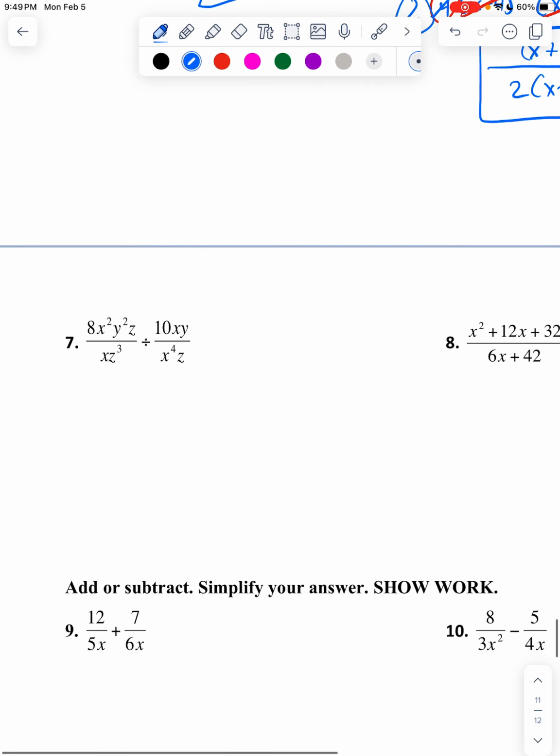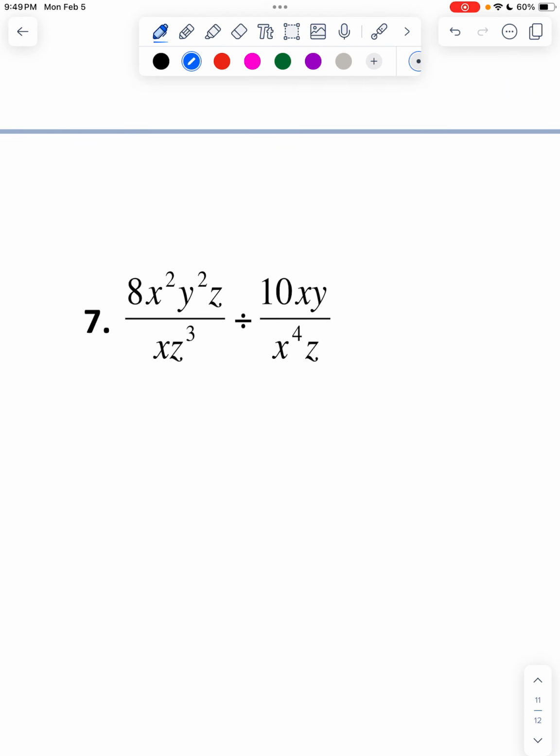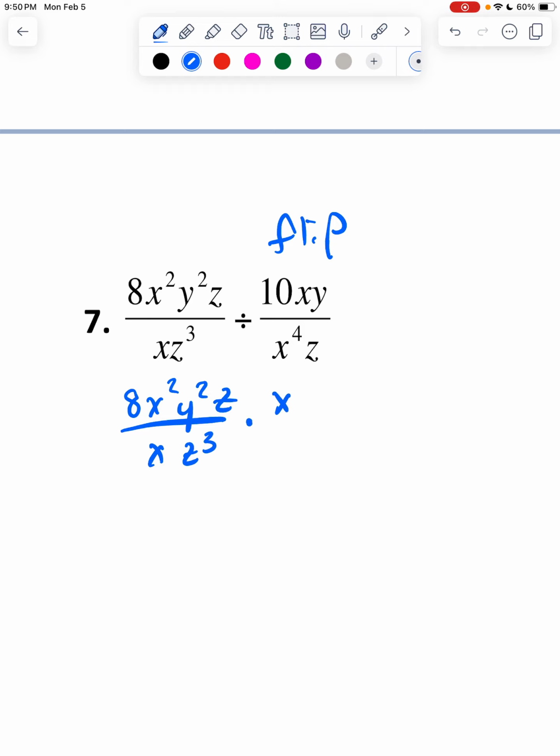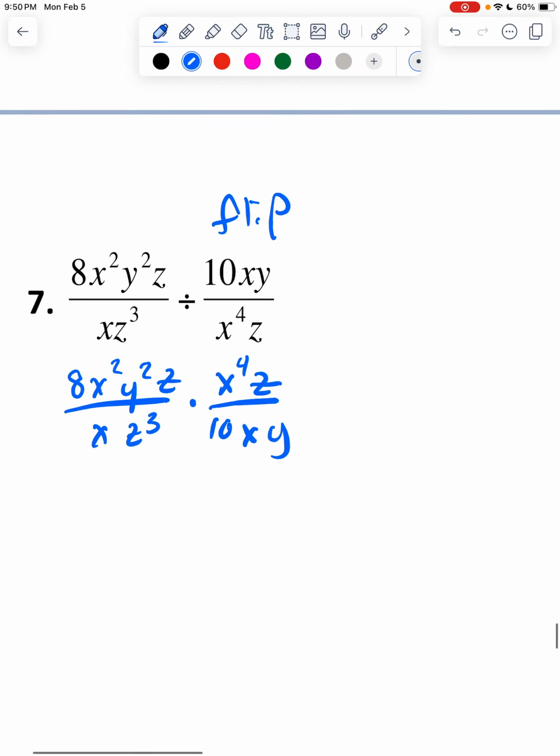In 7, I'm actually dividing, and the difference there is that I need to flip the second fraction over. So here I have 8x squared y squared z over xz cubed. Now I'm going to multiply it by the reciprocal. So the bottom goes to the top and the top comes to the bottom. Then, like I said earlier, I like to kind of do the top.